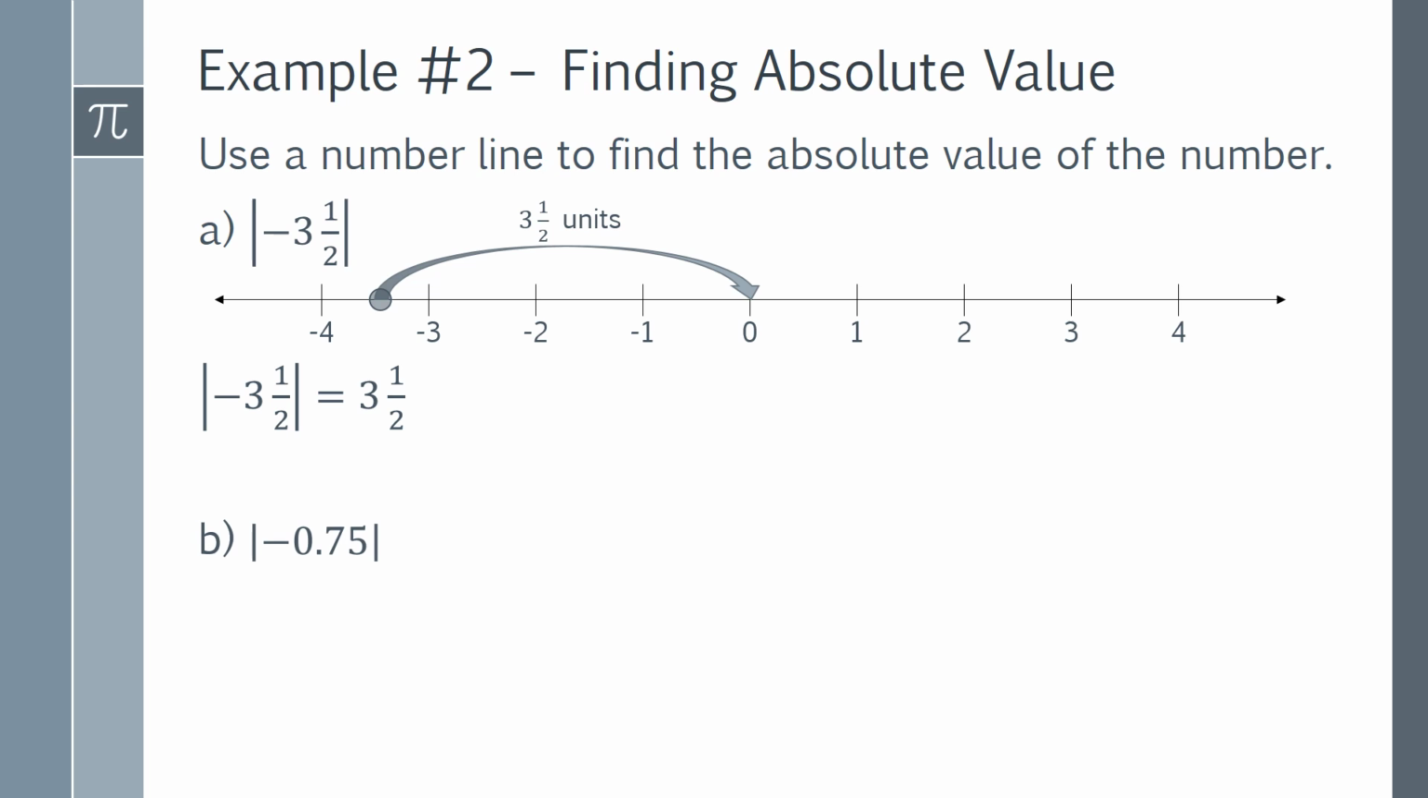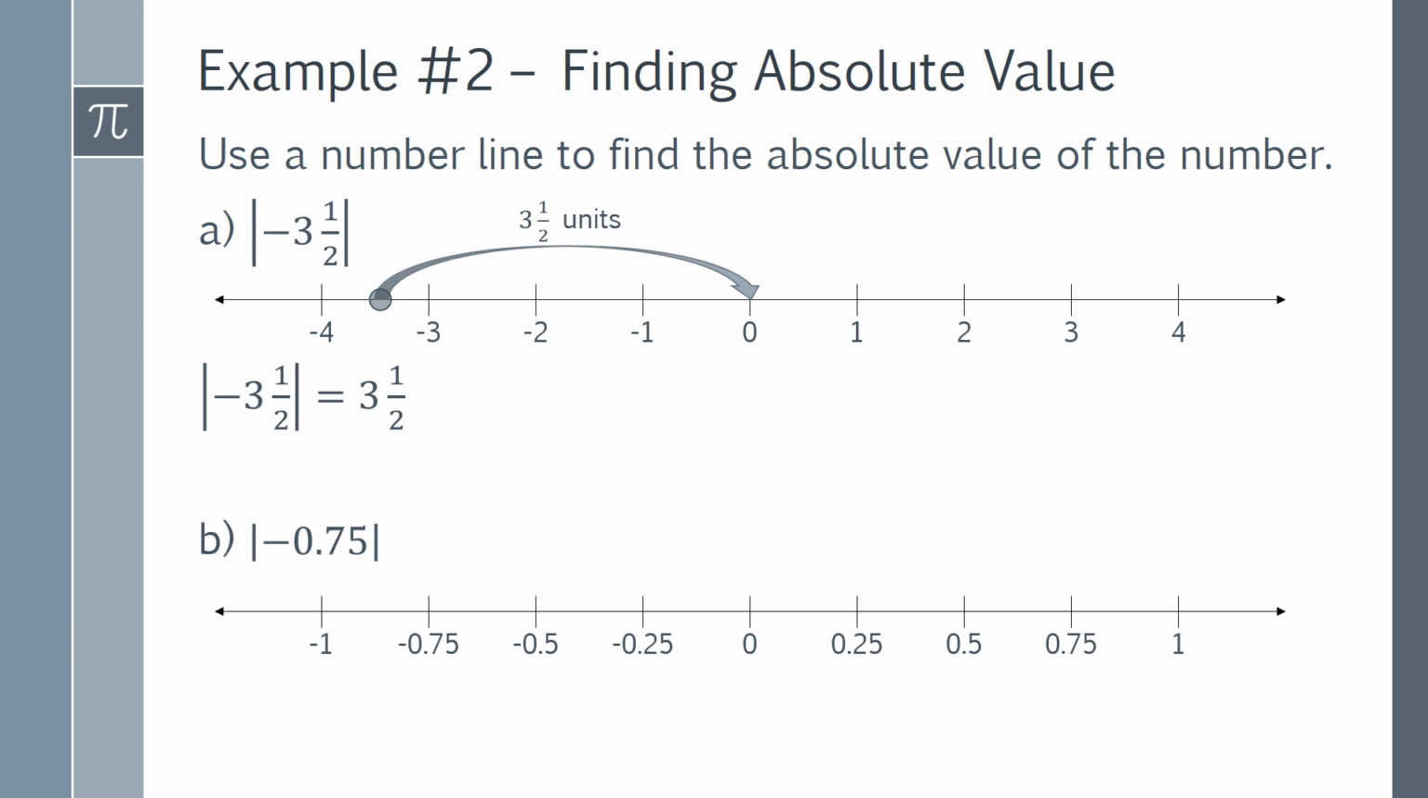Now for part B, we need to find the absolute value of negative 0.75. Draw the number line and graph the point. Negative 0.75 is 0.75 units away from 0. So the absolute value of negative 0.75 is 0.75.